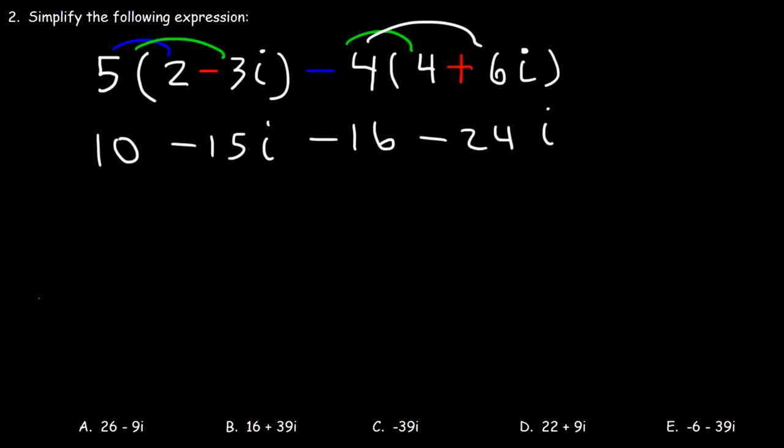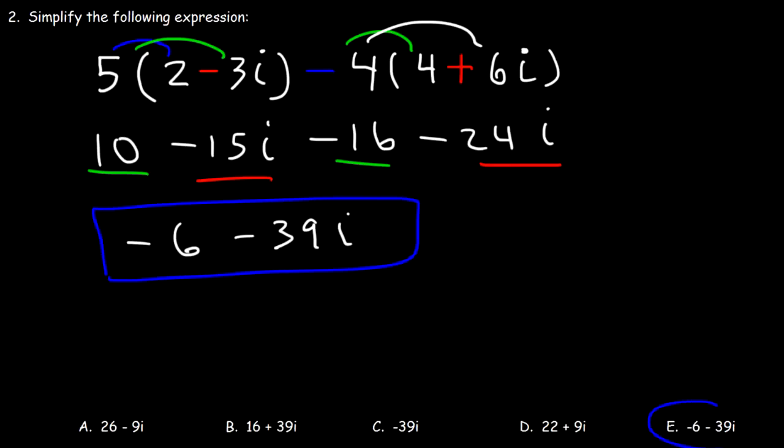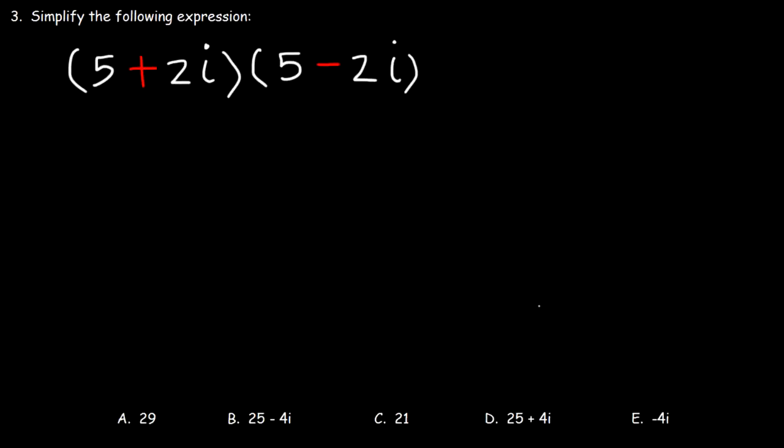So now let's combine like terms. 10 minus 16 is negative 6. And negative 15i minus 24i, that's negative 39i. So we can see that answer choice E is the right answer.